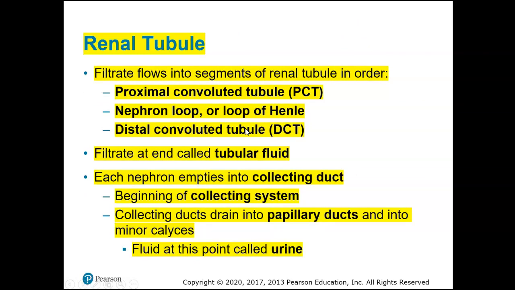Then we begin the process of fine-tuning the concentration of the urine and reabsorbing some of the important substances back into the blood, like glucose. So after filtration, the filtrate flows into the PCT, then the nephron loop, then the DCT, and then at the end, when it moves into the collecting duct, we call it tubular fluid. And once it enters into the minor calyces, we call it urine.